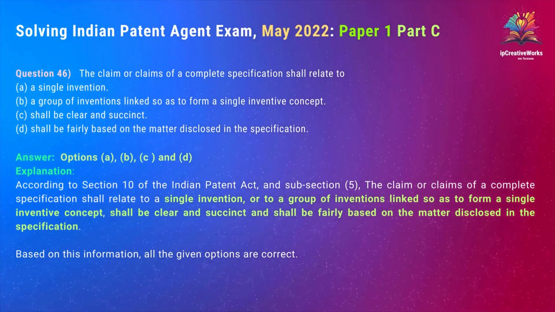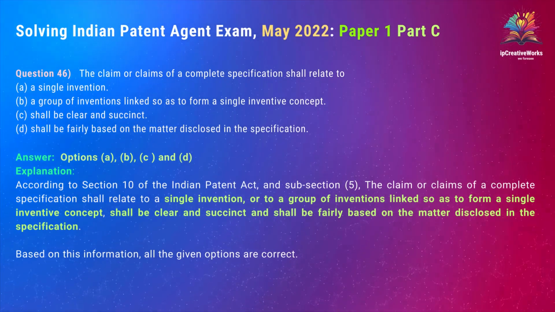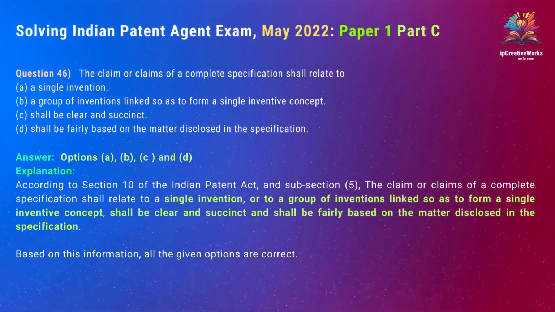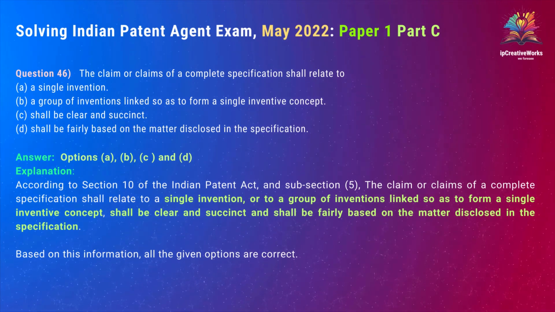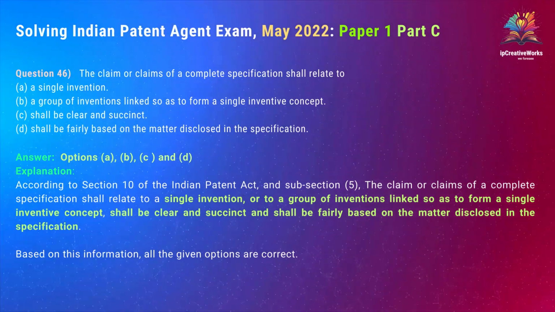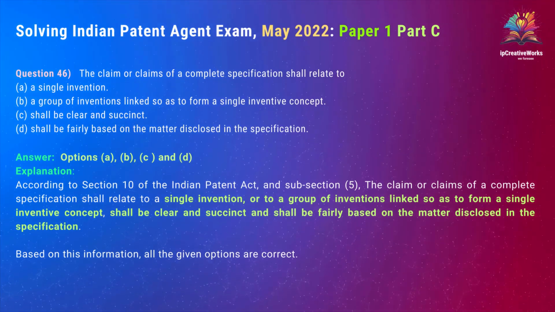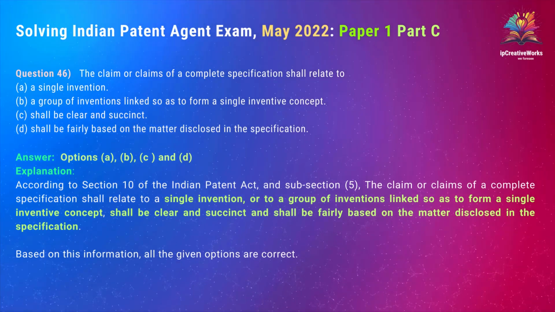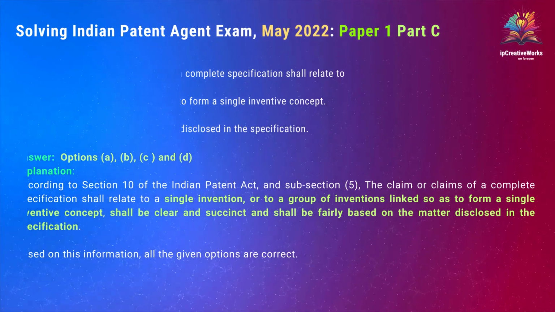Explanation. According to Section 10 of the Indian Patent Act, Subsection 5, the claim or claims of a complete specification shall relate to a single invention, or to a group of inventions linked so as to form a single inventive concept, shall be clear and succinct, and shall be fairly based on the matter disclosed in the specification. Based on this information, all the given options are correct.